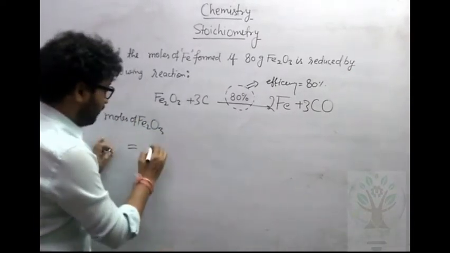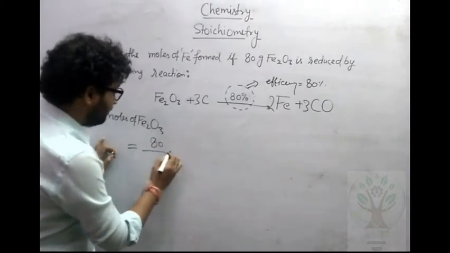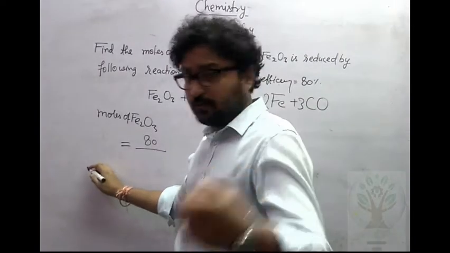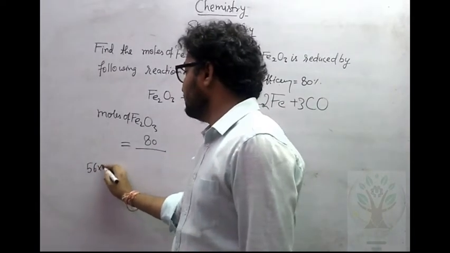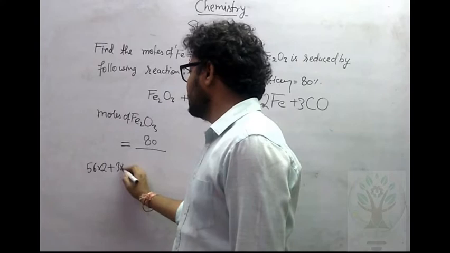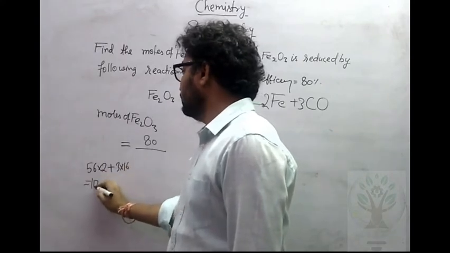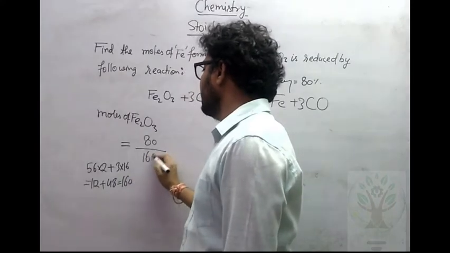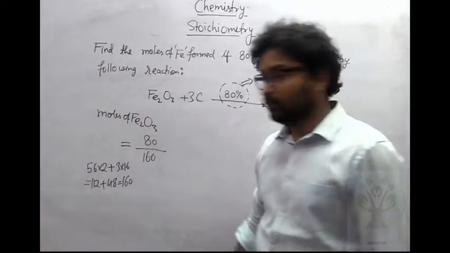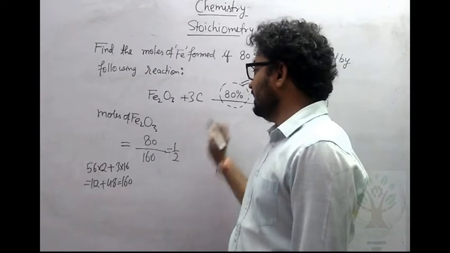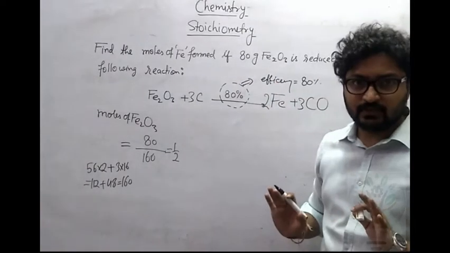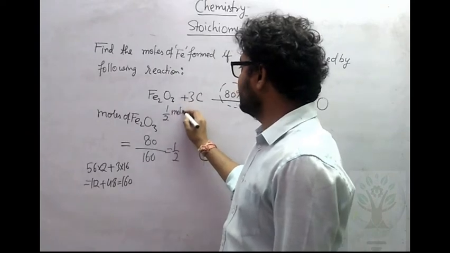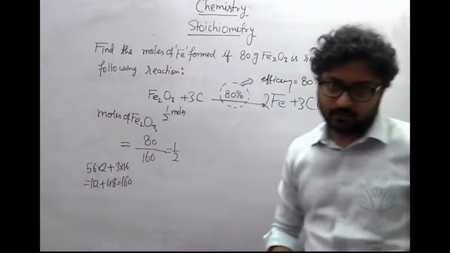Let's see. What is the weight of Fe2O3 I have taken? 80 gram. Now, what is the molecular mass of Fe2O3? Let's see. Iron has atomic mass how much? 56. So 56 into 2 plus 3 into 16 means how much? 112 plus 48. That means 160. So 160 is the molecular mass of Fe2O3. So how many moles have you taken? Half. I hope this is clear to us. Good. So I have written half moles here. This is what? Moles of Fe2O3.